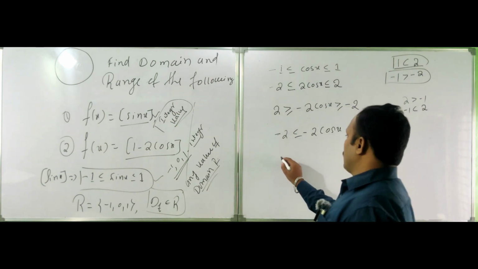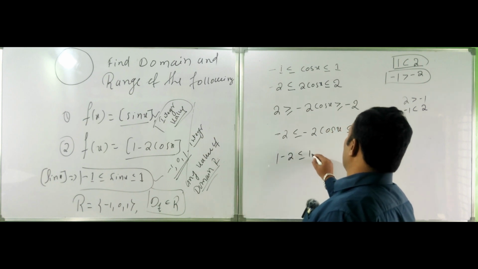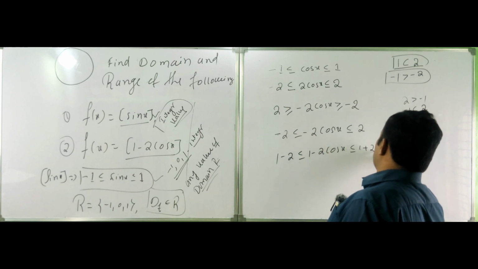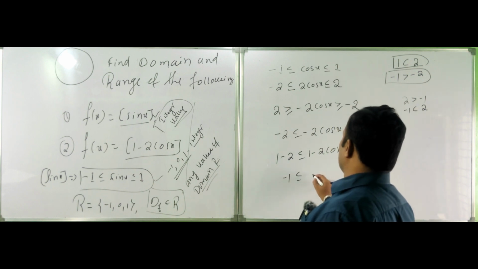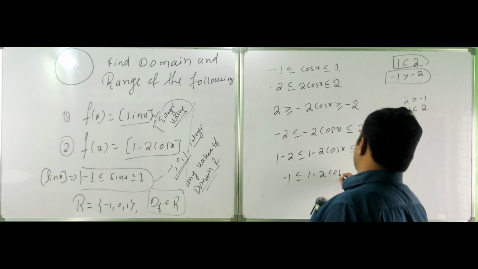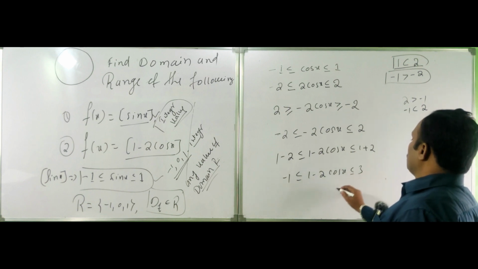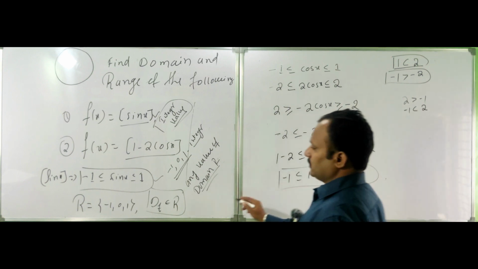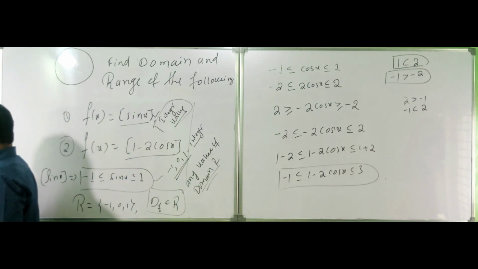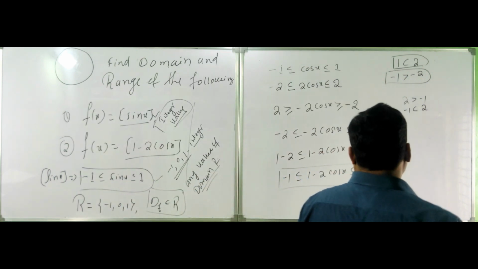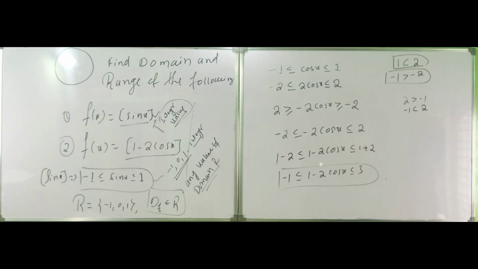So then add 1. 1 minus 2 cos x is less than or equal to 1 plus 2. This becomes minus 1 is less than or equal to 1 minus 2 cos x less than or equal to 3. This is the value. Minus 1 is less than 1 minus 2 cos x and less than 3.